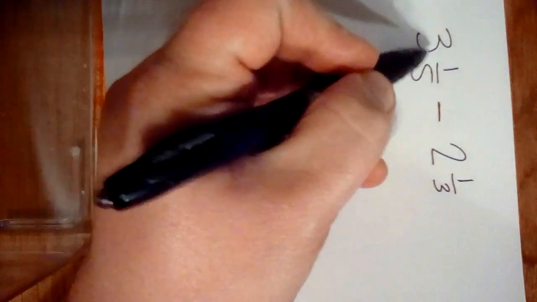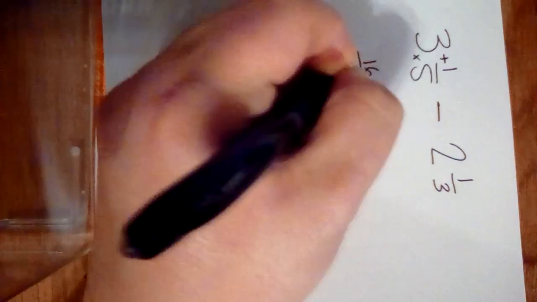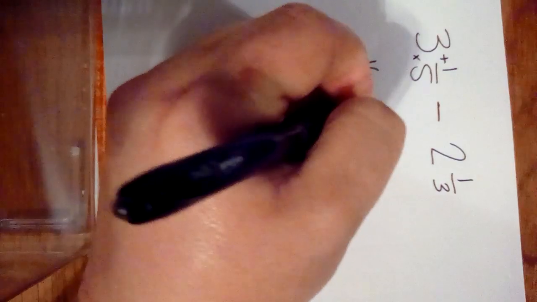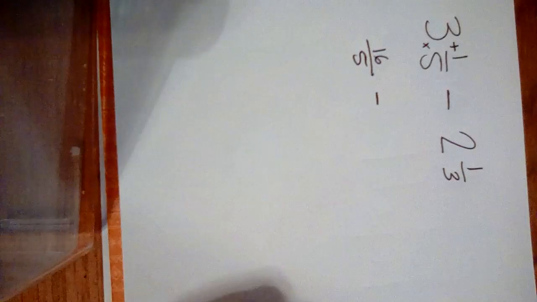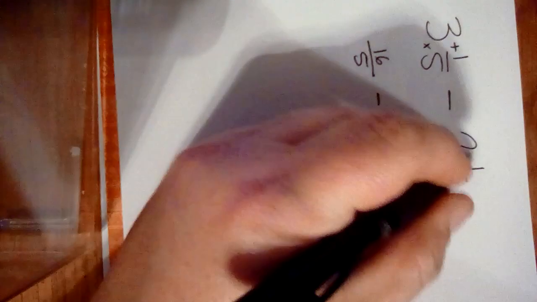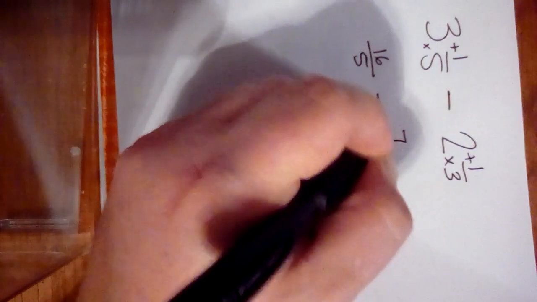Okay, hopefully you worked it out. So let's go over it. First thing I'm going to do is turn all mixed numbers into improper fractions. So 5 times 3 is 15, plus 1 is 16 over 5, minus 3 times 2 is 6, plus 1 is 7 over 3.